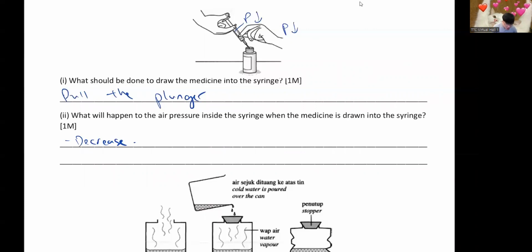Why? They didn't ask why, but just to let you know, when you pull up, the volume inside increases. As you know, when volume increases, when there's more room here, the pressure will decrease. Okay, a bigger room, you feel less pressure. So because the volume in the syringe increases, the pressure decreases.